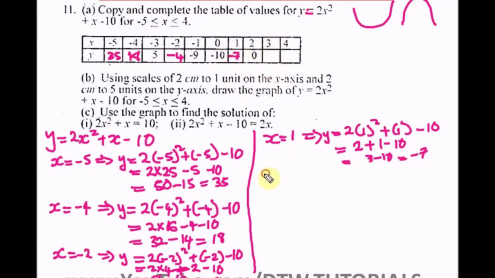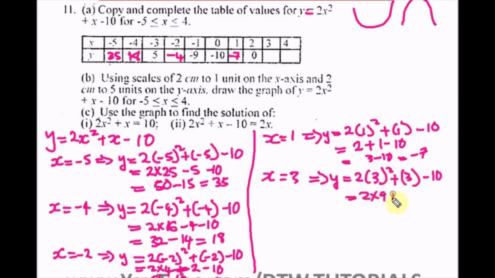So here we have 3. So when x is equal to 3, what do we have? y is equal to what? 2 bracket 3 squared plus 3, then minus 10. So what is 3 squared? That is 9. So we have 2 times 9 plus 3, then minus 10. What's 2 times 9? We have 18. Is that not it? 18 plus 3 will give us 21. Then 21 minus 10, what would that give us? 11. Okay, that's 21 minus 10 will give us 11.